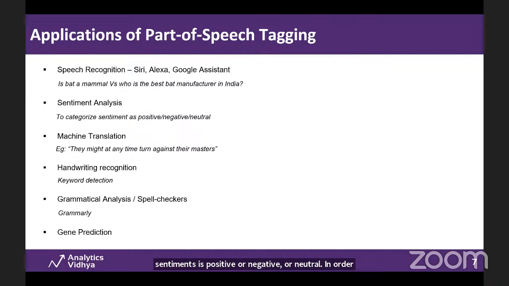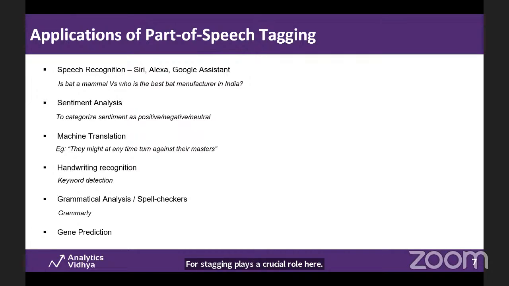For example, if you look at this word happy, it indicates a positive emotion, whereas not happy indicates a negative emotion. For the machine to understand this, we have to do the POS tagging first. Coming to machine translation, where we are trying to translate, let's say, a document from English to any Indian vernacular language, or from one language to another, POS tagging plays a crucial role here. So let us take this example.